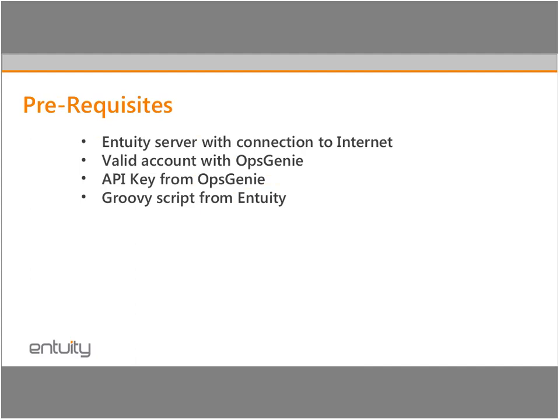There are several prerequisites for the integration. One is that the Entuity server must have a connection to the internet, because OpsGenie is a cloud-based service, so the server has to be allowed to get to opsgenie.com, which is their domain. You'll need a valid account with OpsGenie, and you'll also need the unique API key that's associated with your account. And then you'll need the Groovy script from Entuity as well.